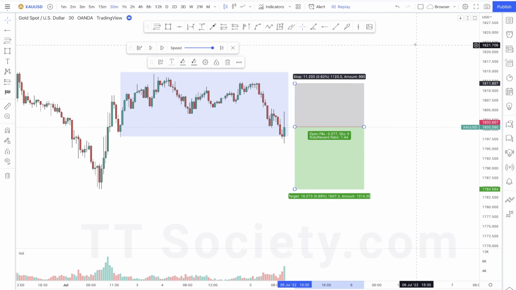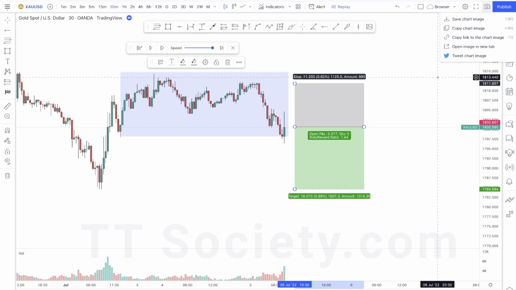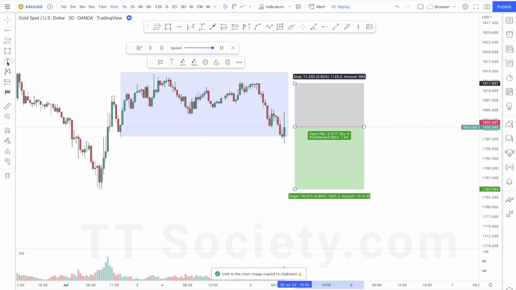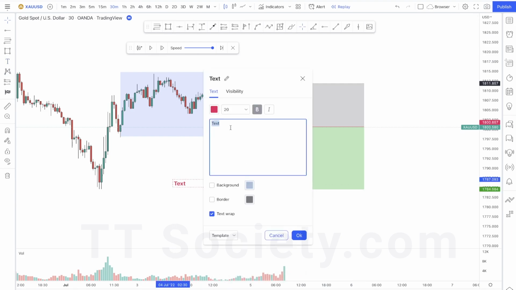One additional thing that you can do for a better before and after, if you do wish so, is you have that little camera symbol up here. Just click on it and copy link to chart image. It will create a link to the actual chart. I can copy link to chart image. There we go. I can place a text box here.